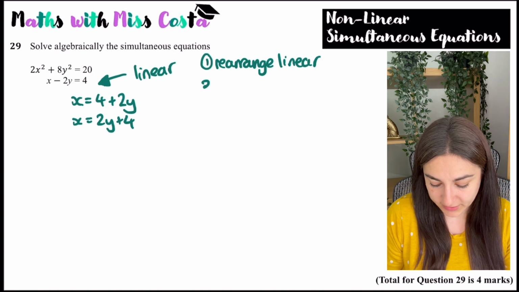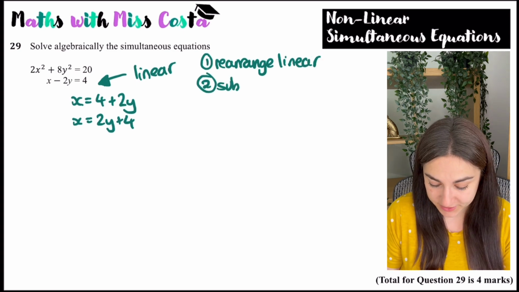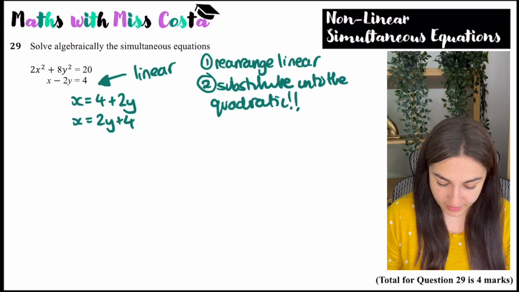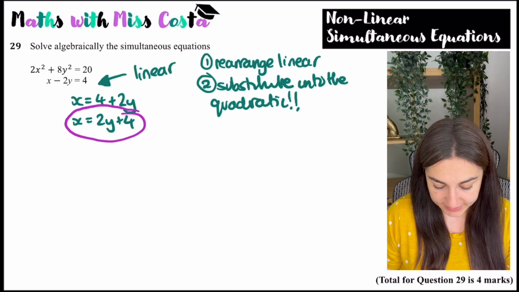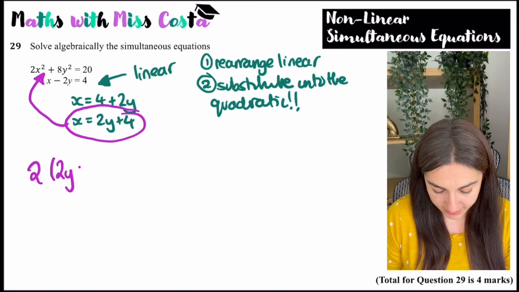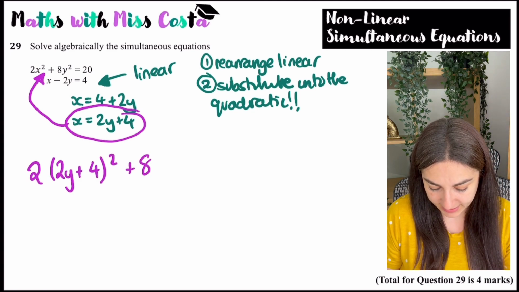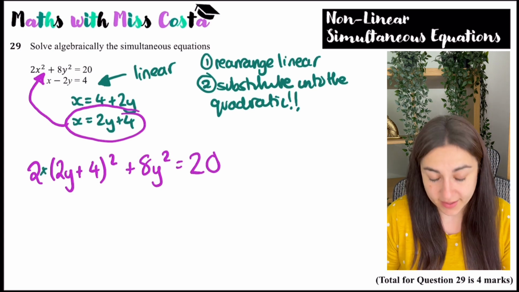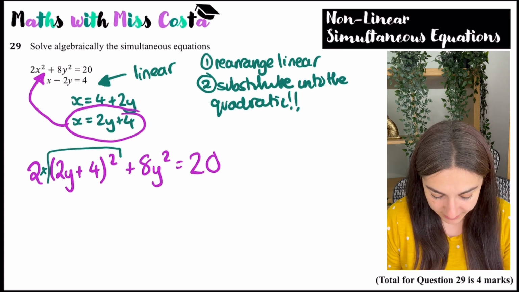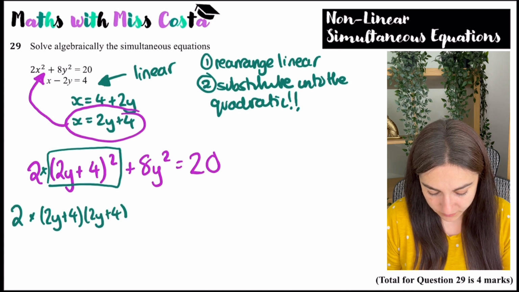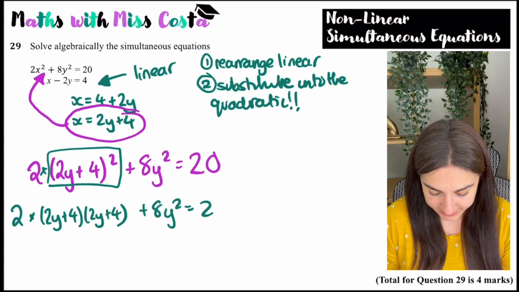And step 2, once you've done this, literally just substitute into the quadratic. I know that x is this, so I'm going to substitute that into the quadratic. So I'll be left with 2 lots of (2y plus 4) squared plus 8y squared equals 20. Now be careful here, because 2 is being multiplied by this, but BIDMAS applies, so I need to square this first. So let's do that, (2y plus 4) squared, and then I've got plus 8y squared equals 20. We'll deal with that later.